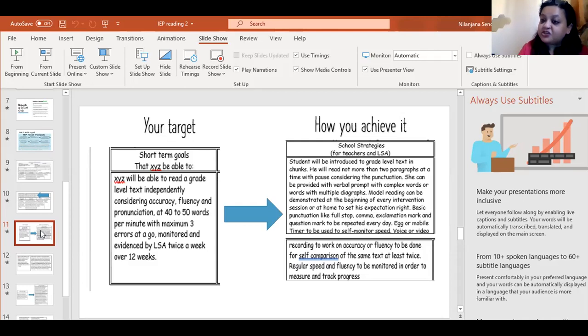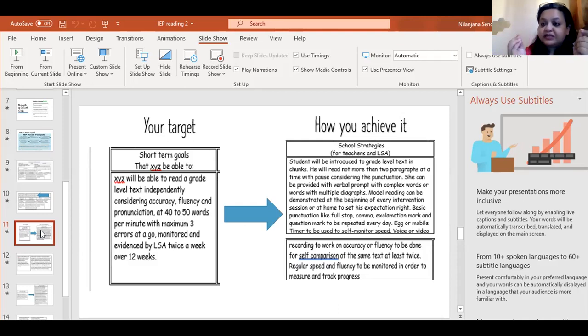Now, how can this be achieved? You can just go to the strategy part. Like, the student will be introduced to a grade level text in chunks. So you're not introducing the whole of it. Now we are online, it's not difficult. We can make the font big or click a photo of that chapter and enlarge it and post it for that child in a private space. I mean like a private channel or a private communicating mail anywhere.